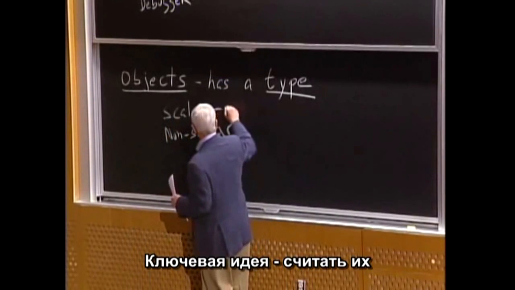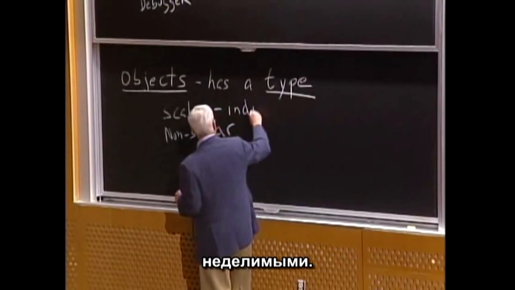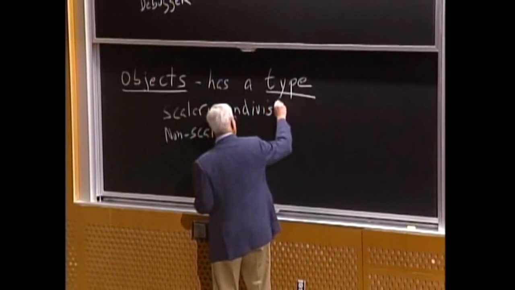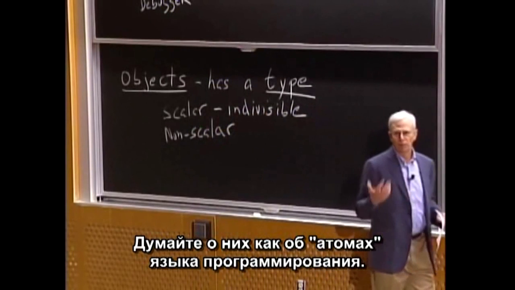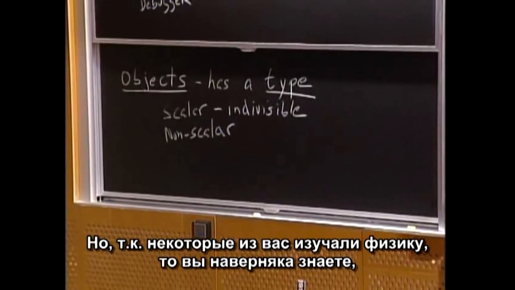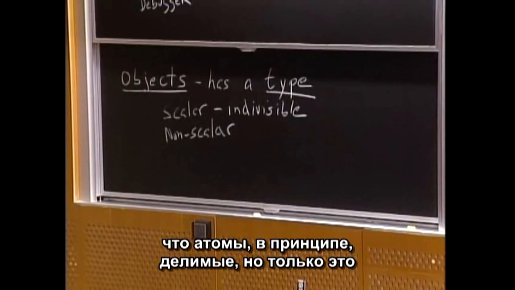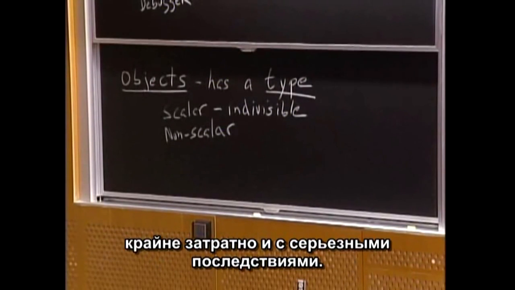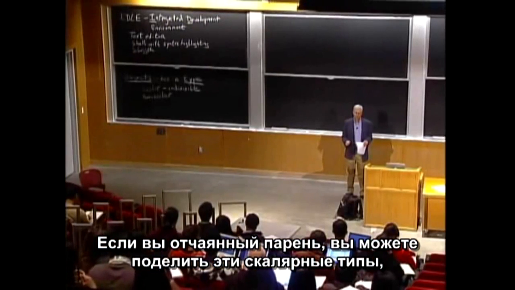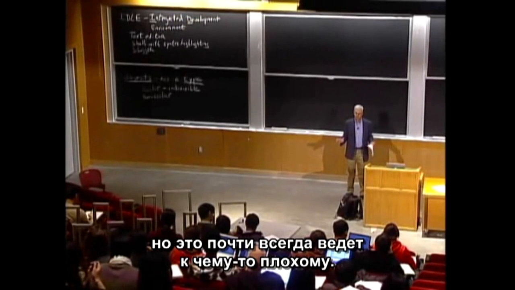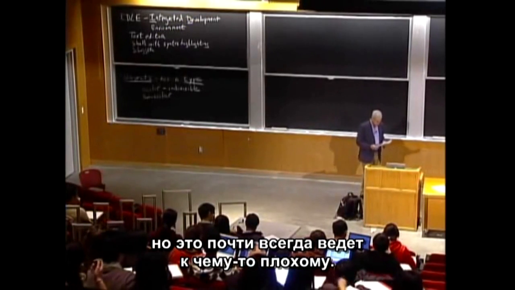And the key thing to think about there is that they are indivisible. Think of them as the atoms of the programming language. Now, I know that some of you have studied physics and know that atoms are in principle divisible, but of course only at great expense and with serious consequences. And we've seen the same thing here. You can, if you're desperate, chop up these scalar types, but it almost always leads to something bad.